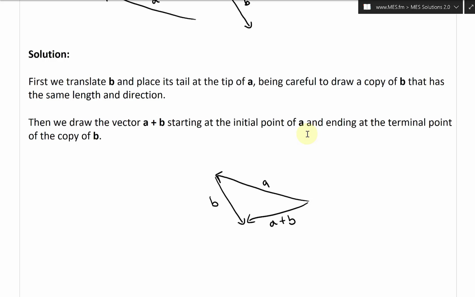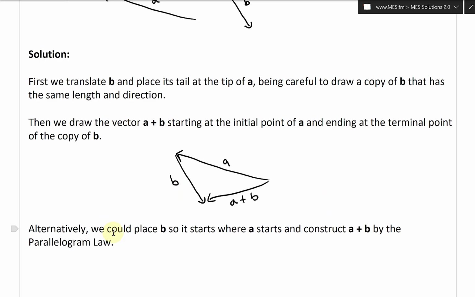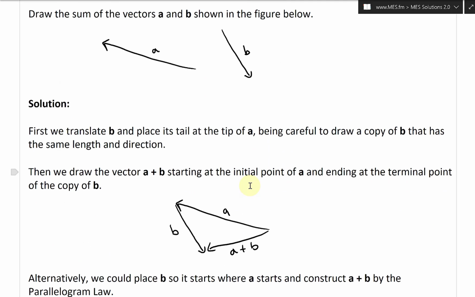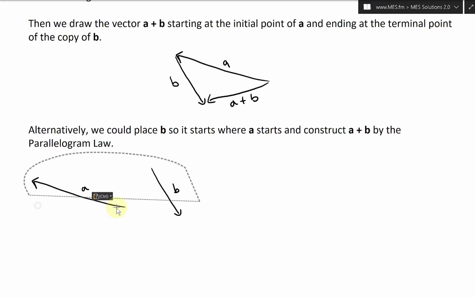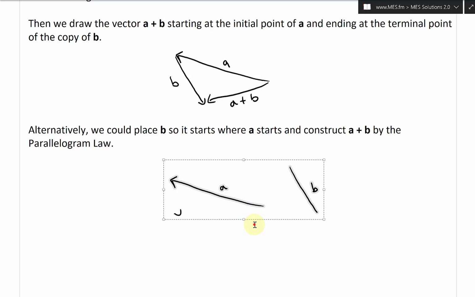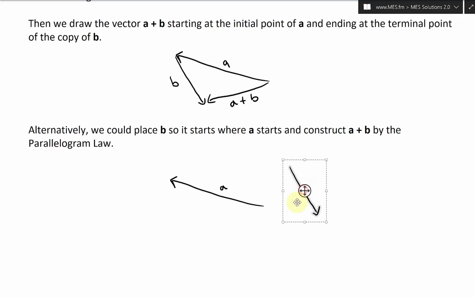All right, so that's the triangle law setup, but alternatively we could place b so that it starts where a starts. So instead of putting it at the tip, we could put it right over here and then construct a plus b by the parallelogram law. So what we could do is the same setup here. I'm just going to copy and paste both, just so that everything's exact. Move this over. So we start over here. There's our a and there's our b. And then we're going to copy this and move it right here. So that is our b.